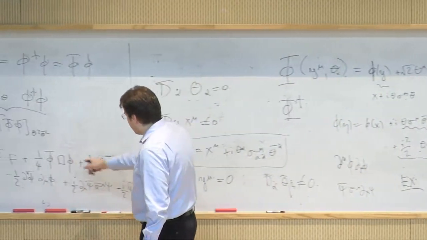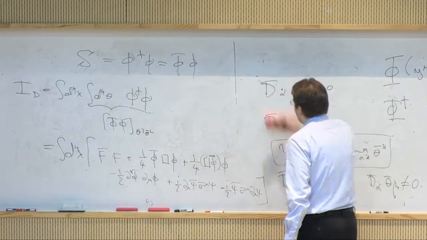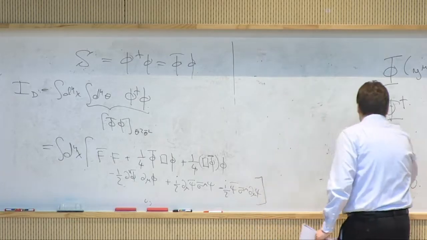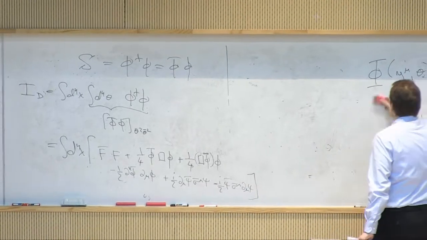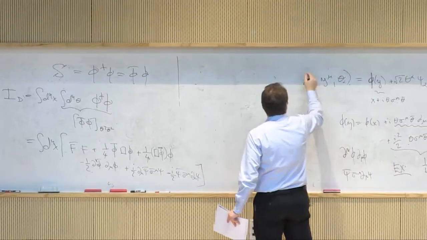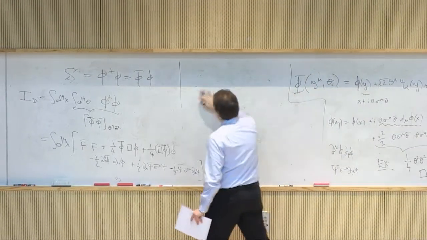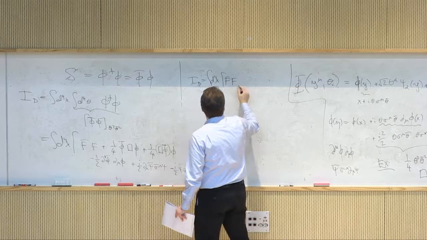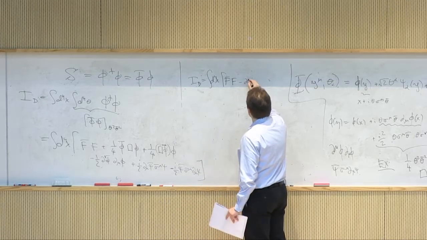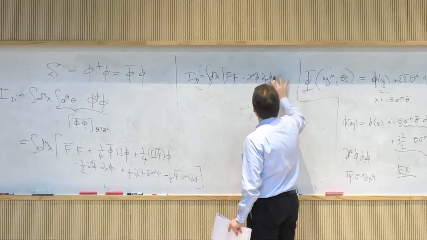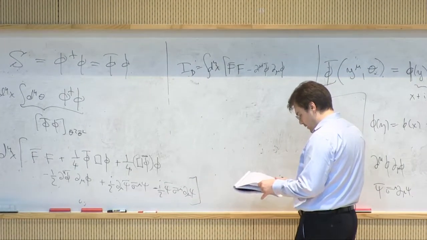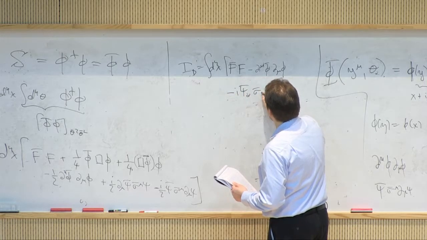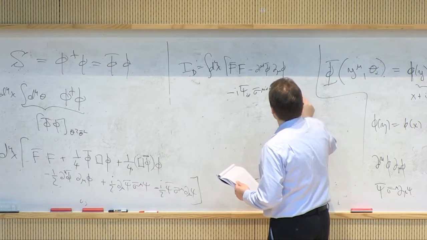And of course, these terms can be further simplified by integrating by parts. So let me write this out. We can consolidate all the terms with phi's and all the terms with fermions into the following very simple looking Lagrangian. There's an f bar f. There's a d mu phi bar, d mu phi. And then there's a minus i psi bar, d mu psi. That's it.